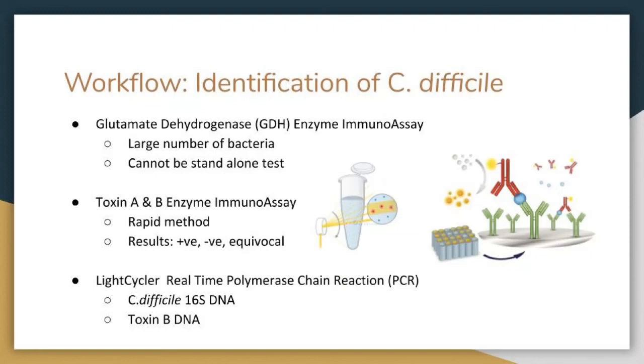The use of light cycler PCR assay allows for the detection of C. diff and the toxin B gene. DNA is directly extracted from stool specimens and C. diff 16S DNA and toxin B DNA are amplified on light cycler real-time PCR platforms. The identity of the sequence is confirmed by monitoring the binding of specific fluorescent probes to each of the amplicons and subsequent melting point analysis.